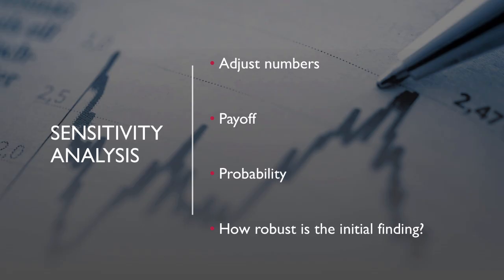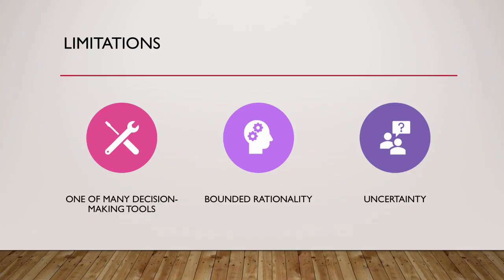So if my numbers shift a lot, there's a lot of uncertainty there. If they don't shift a lot, they just shift a little bit, we can be pretty certain that the decision the tree pointed us towards is a pretty solid decision. Now, before we go any further with decision trees, there are some limitations to a decision tree.